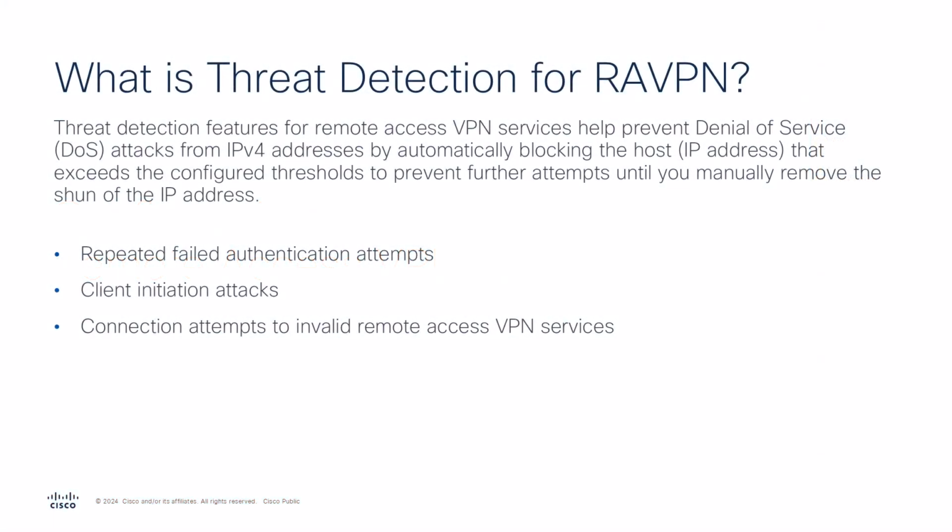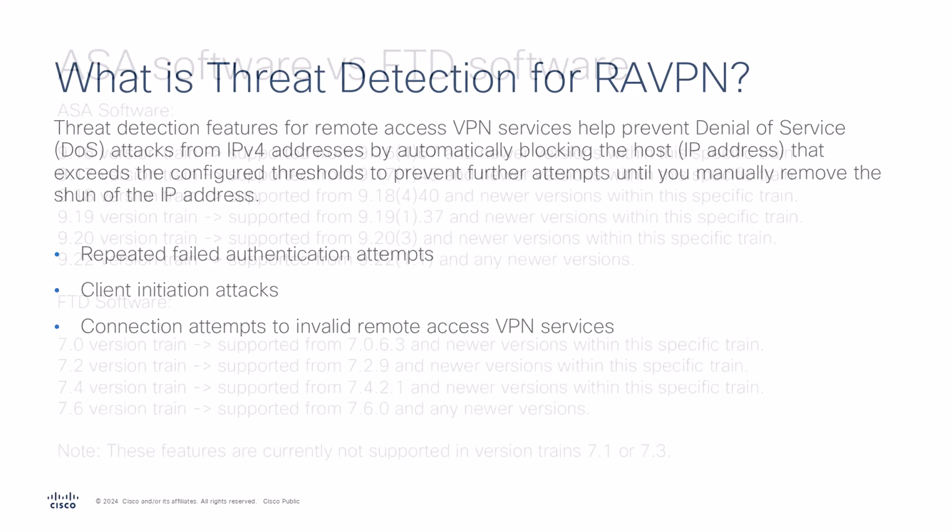Threat detection features for Remote Access VPN services help prevent DoS attacks by automatically blocking any IPv4 address that exceeds set thresholds until manually unblocked. These services address different attack types: repeated failed authentication attempts, such as brute force attacks; client initiation attacks, where connection attempts are started but not completed; and attempts to connect to unauthorized VPN services targeting internal use tunnel groups.